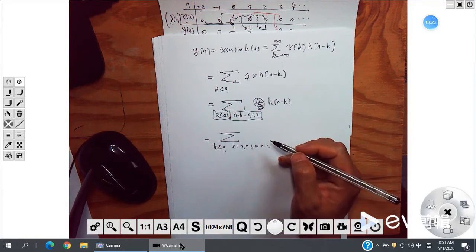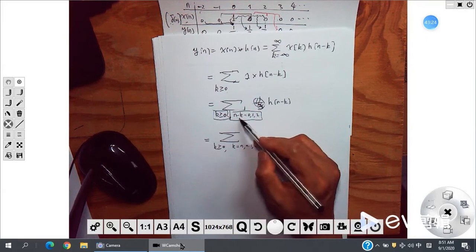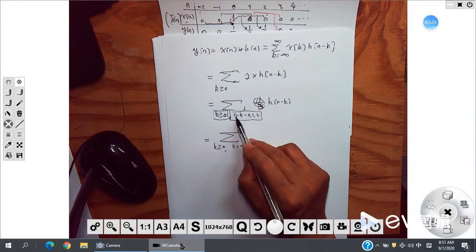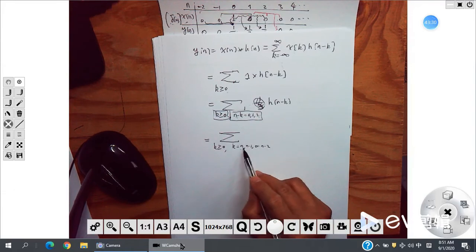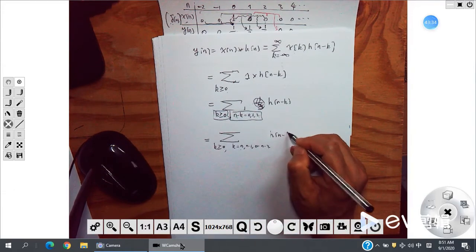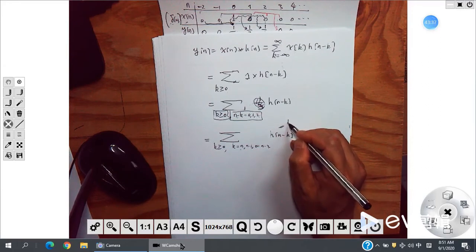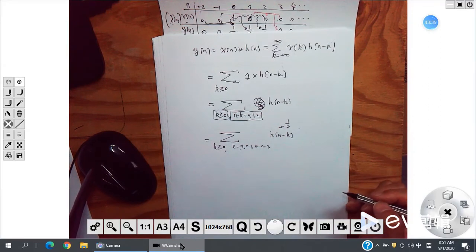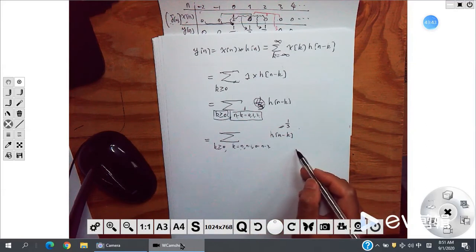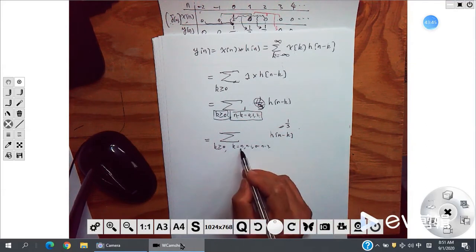Let me see. I move k to that side and 0, 1, or 2 to the left side. So it's n minus 0, 1, or 2. And here's h of n minus k, which must be value 1/3. Then how many terms do we have? That depends on n.